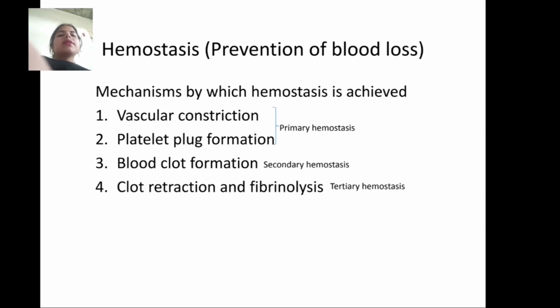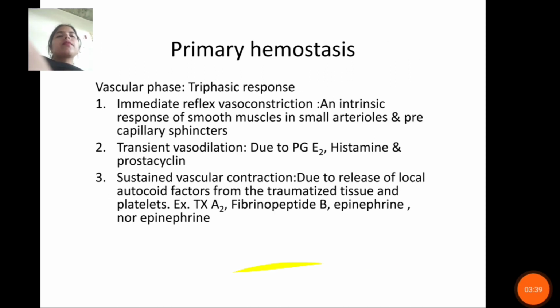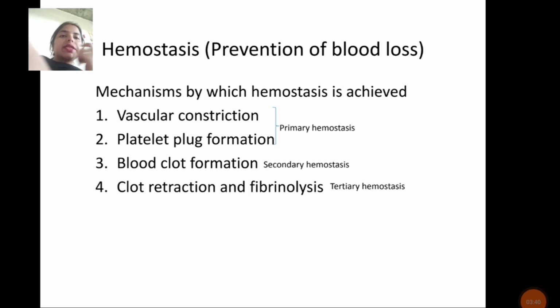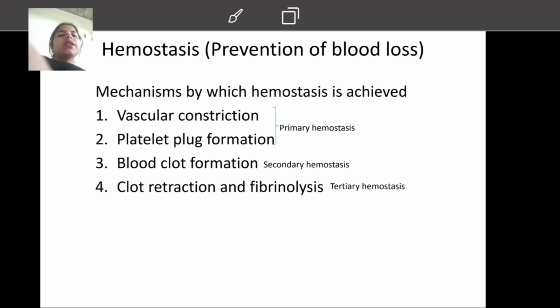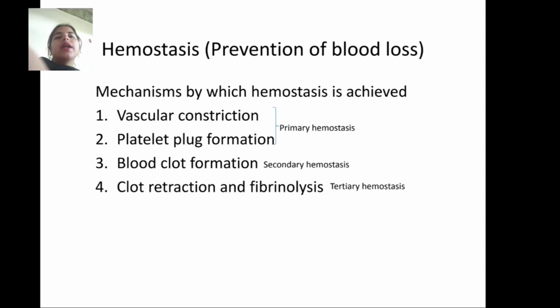There are hemostasis steps, that is, prevention of blood loss. Mechanisms by which hemostasis is achieved are vascular constriction, platelet plug formation, blood clot, and fibrinolysis, anticoagulant. Clot retraction and fibrinolysis are the tertiary hemostasis. Blood clot formation is the secondary hemostasis, and primary hemostasis is vascular constriction and platelet plug formation.